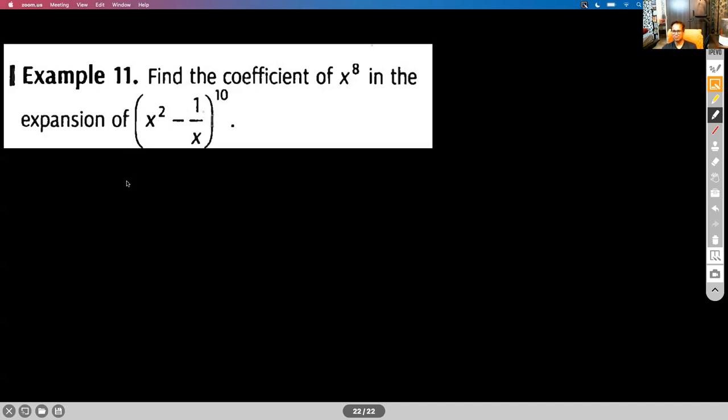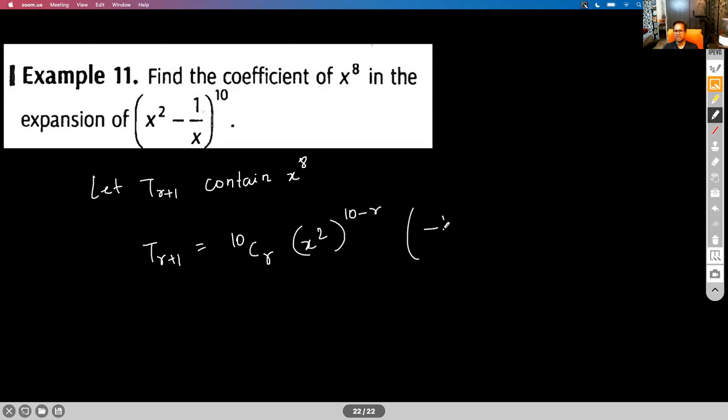Here the approach is, we assume that the r plus 1th term contains x to the power 8. I don't know which term is going to give you x to the power 8 finally, but I'm just taking an assumption initially that the r plus 1th term is the one where x to the power 8 actually appears. So as per our expansion of the general term, this will be 10 CR, this to the power 10 minus r, minus 1 x to the power r, right? So here separate out the constants from each other and separate out powers of x. I hope everybody has understood till this extent.